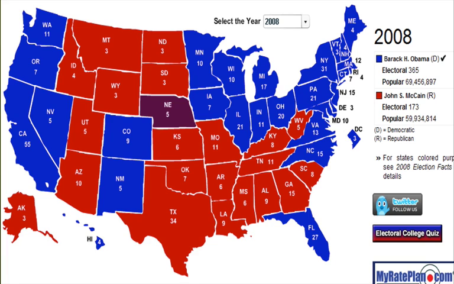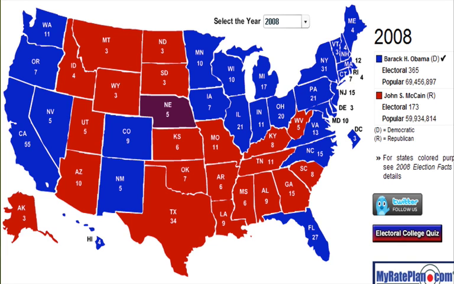States like Virginia, North Carolina, Florida, Colorado, New Mexico, and Nevada. They had previously voted Republican in 2004, and here they are voting Democrat. And so what that means is 50% plus one people must have voted for Obama in those states. Therefore, he won all of the electoral votes.